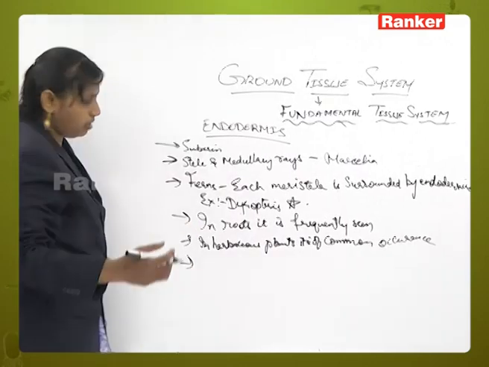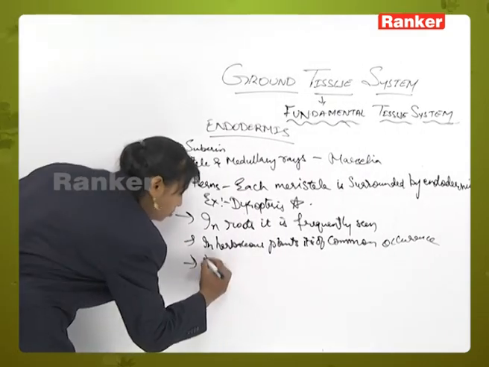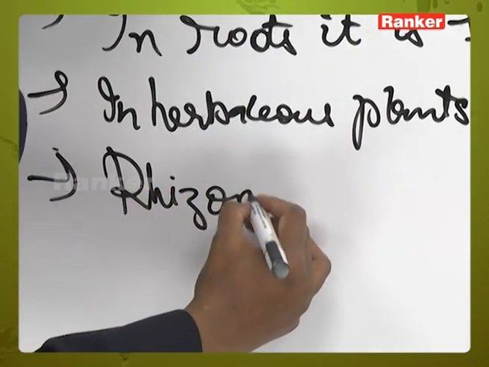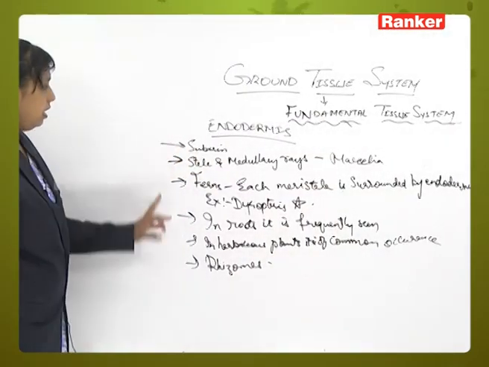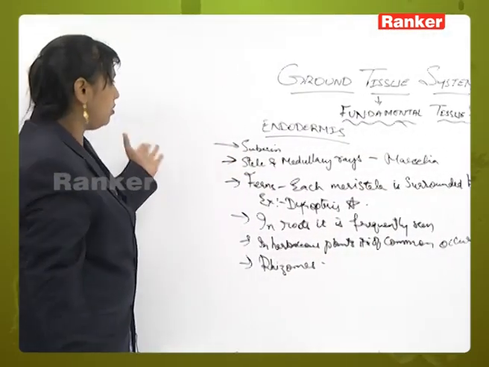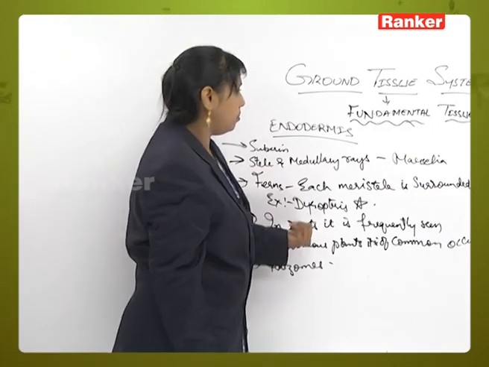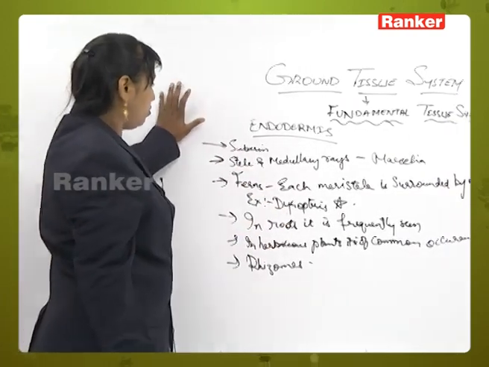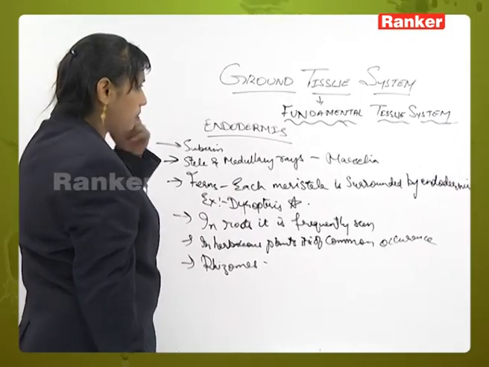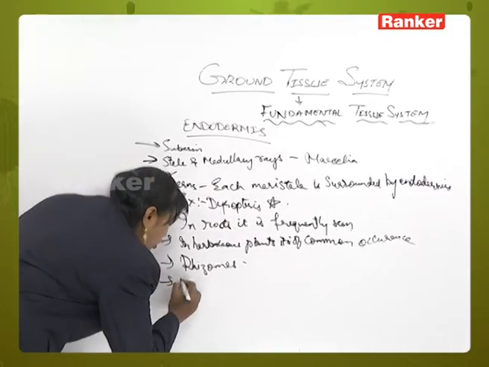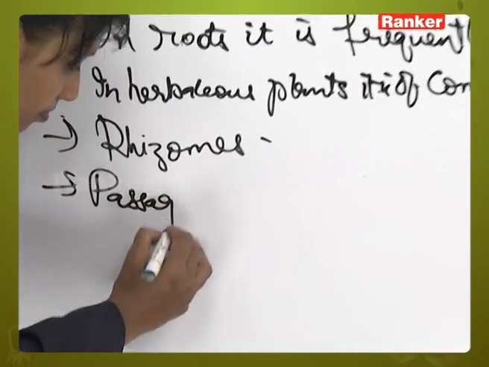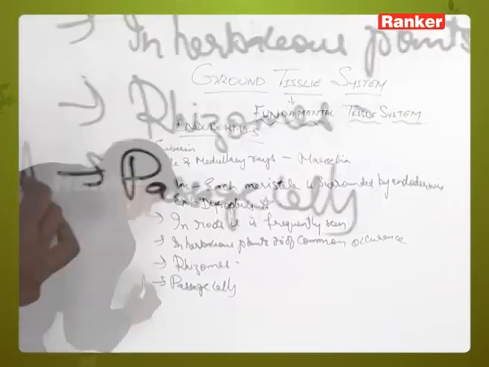It is normally visible more in rhizomes than in aerial parts. Okay. Now, in addition to that, these are the characteristics of endodermis. Now, we will talk about one more topic, that is called passage cells, the presence of passage cells. This is also one important point.